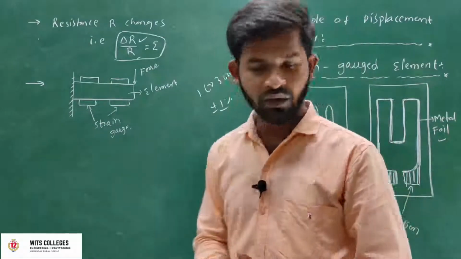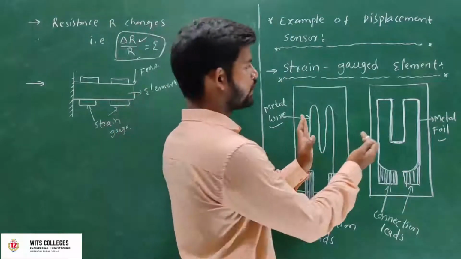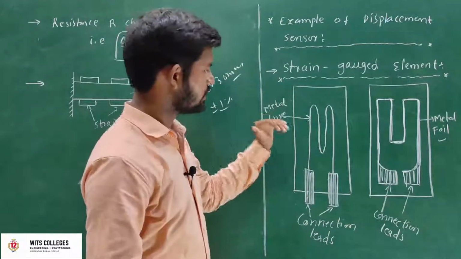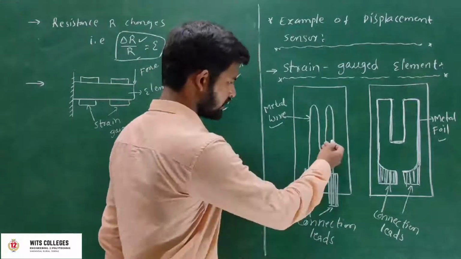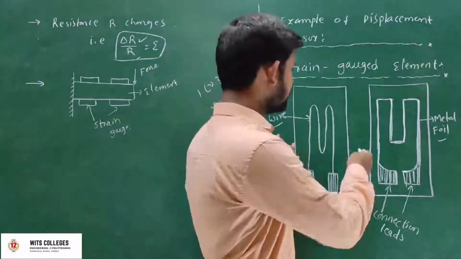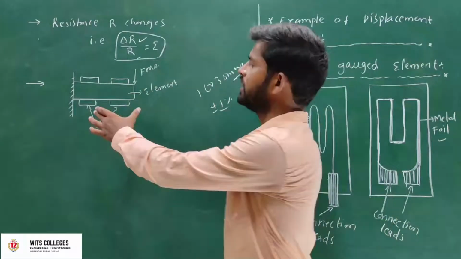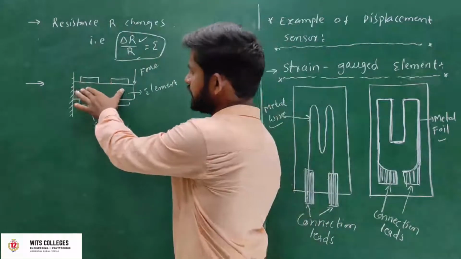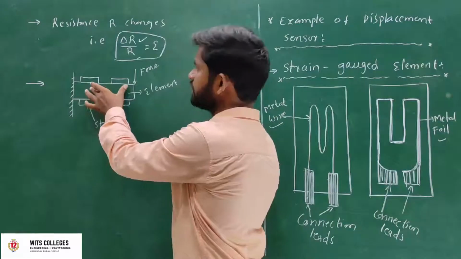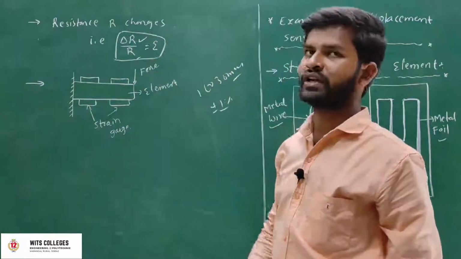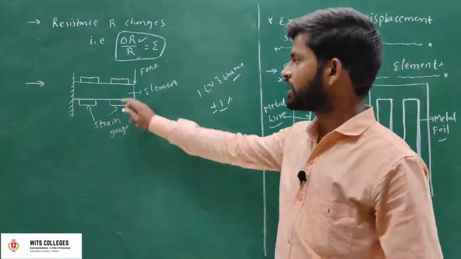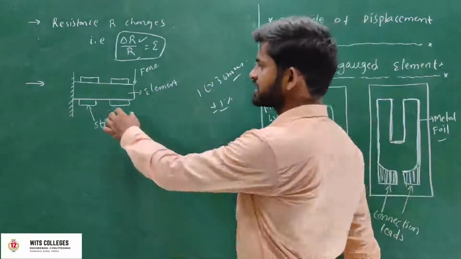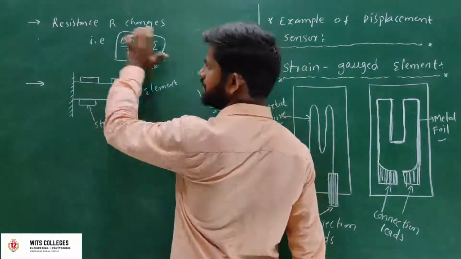Okay, what is the working of a strain gauge? This is the strain gauge element. It consists of metal wire or metal foil, and the wire is connected with the connection leads. If we fix one strain gauge element on the length of the element, and then apply force on the element, that element will be deformed, changing the displacement.